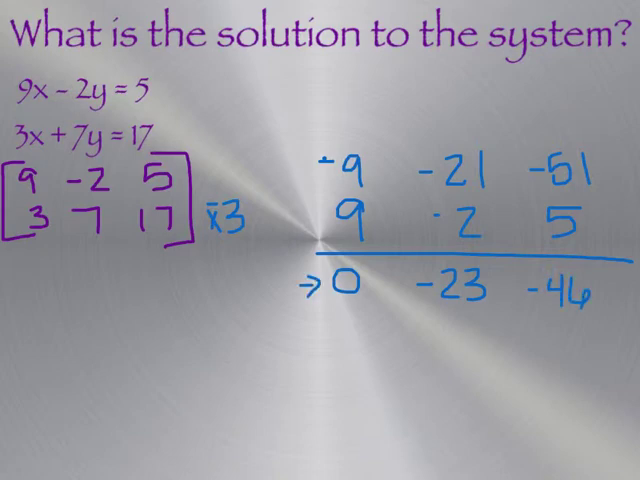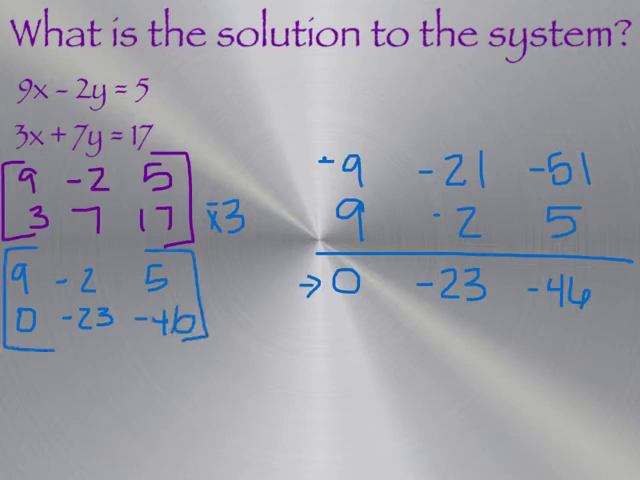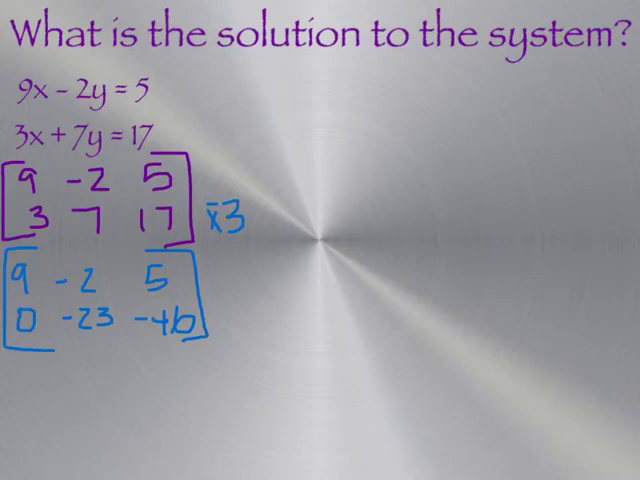I then will take this, and since it has a 0 in front, I'm going to want that to be my new bottom row. So I still have 9, negative 2, 5. But now in my bottom row I have 0, negative 23, and negative 46. Next I look and I see that by dividing by 23, I can get that middle number to turn into a 1. So negative 23 divided by negative 23 is going to be 1. And negative 46 divided by negative 23 is going to be 2. So I can change those right there.